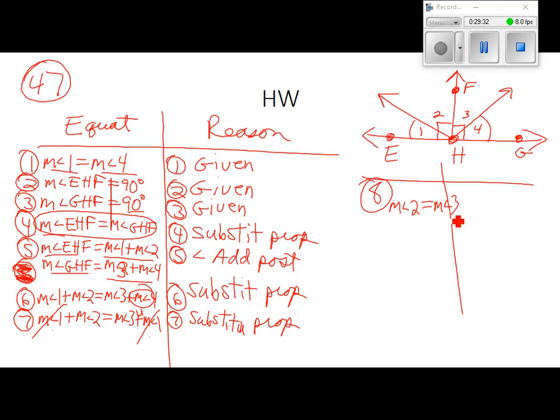Hey, what were we trying to prove? Measure of angle 2 was equal to the measure of angle 3. What's our reason going to be? What did I do when I canceled those out? What property? Subtraction property of equality. Make any sense?